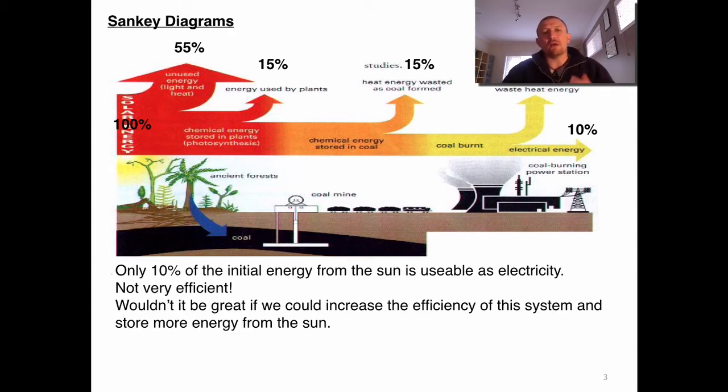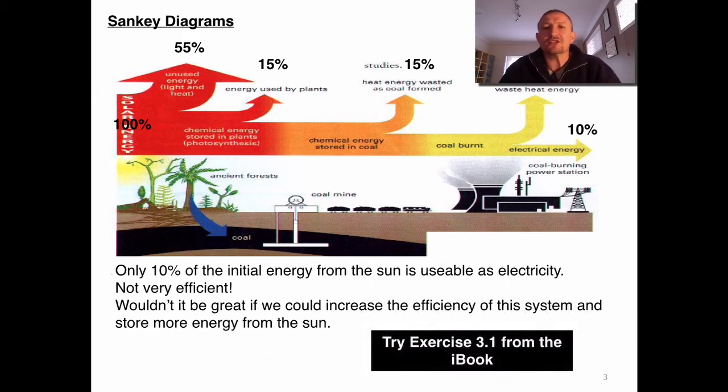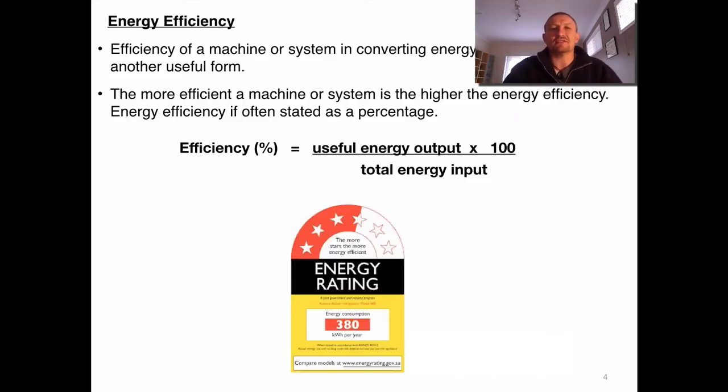As I stated in that last statement at the bottom, what we need to do as mankind, as a human race, is try and improve the efficiency of using the sun's energy if we're going to go down that path. Instead of 10% coming out, wouldn't it be great if we had 90% of the sun's energy being converted straight to electrical energy? That would be fantastic. Actually, if we could only change it so there's an extra 1%, that would be a huge step forward. So what I'd like you to do is have a go at a couple of questions on Sankey diagrams in exercise 3.1 in your iBook at the end of this video.